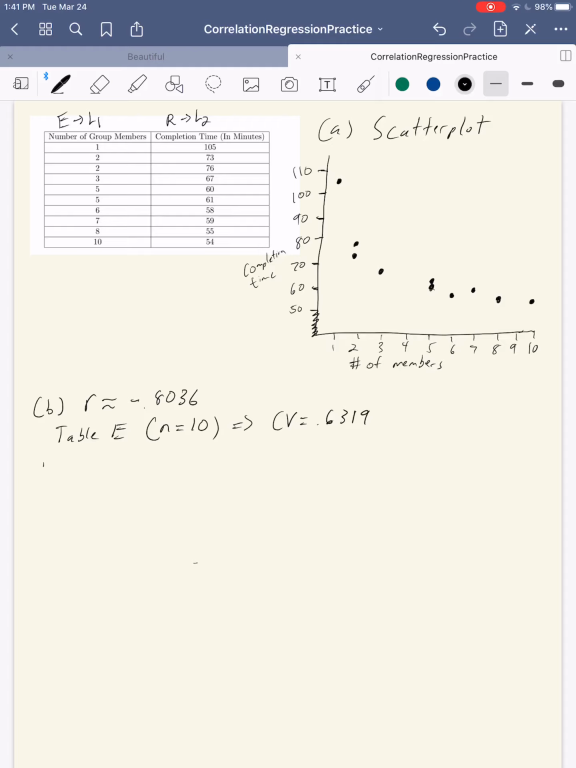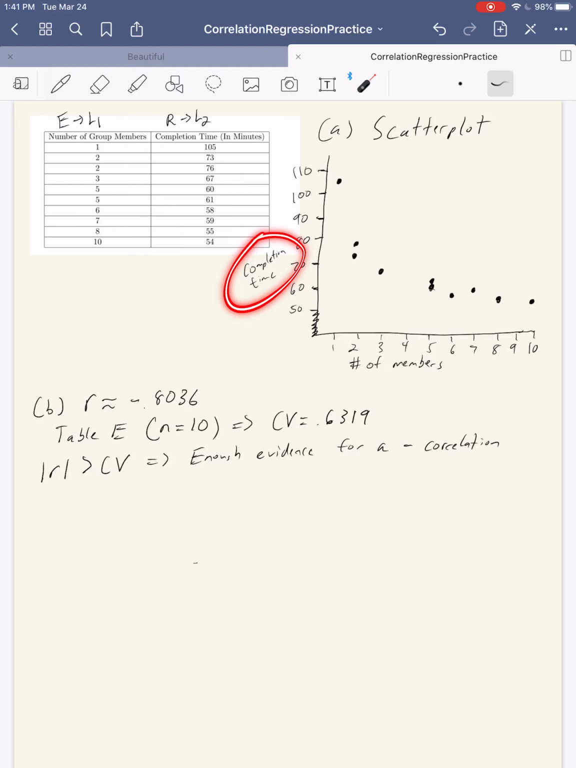Then we will compare. We'll take the absolute value of r, which is going to be necessary because r is negative here. The absolute value of r would be 0.8036. That is certainly larger than the critical value, which implies there is enough evidence, and we know that it is a negative correlation. In other words, we are convinced that the number of members is associated with how long it takes. And that association is a negative one, meaning generally speaking, as the number of members increases, the completion time decreases.